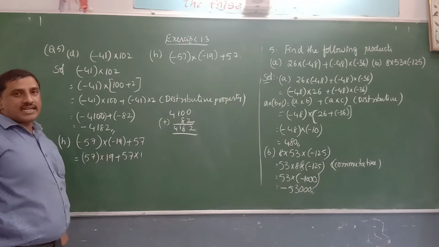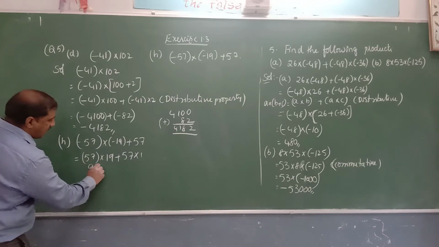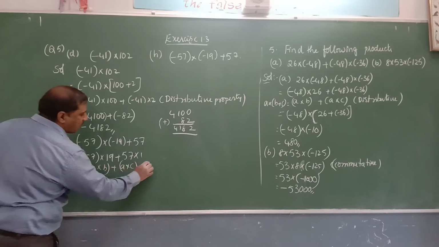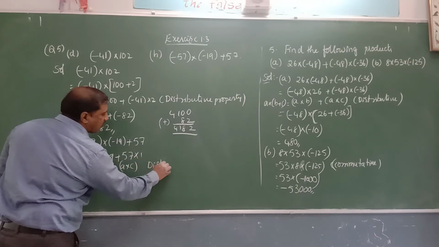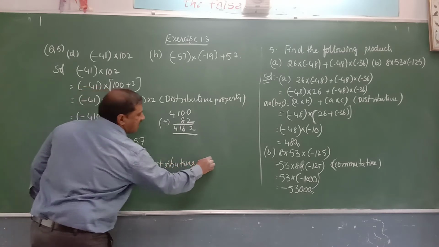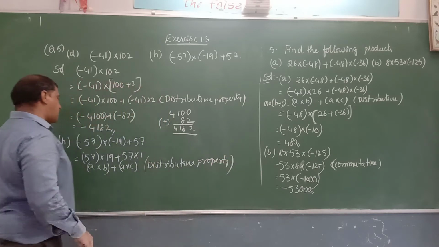57 into 19 plus 57 into 1. Now here it is in the form of A into B plus A into C. Again, what property is it? Distributive property. We have changed our product into the distributive property.